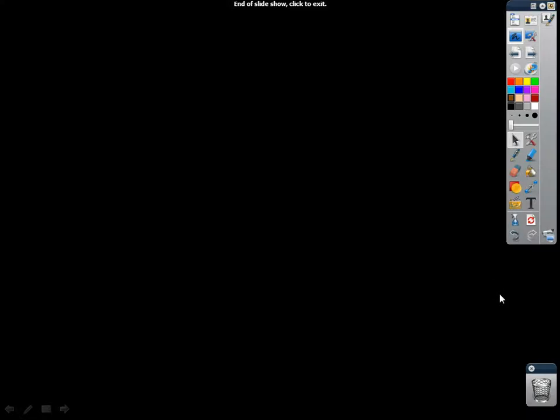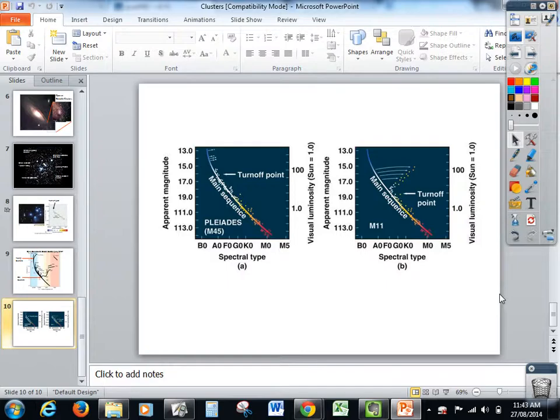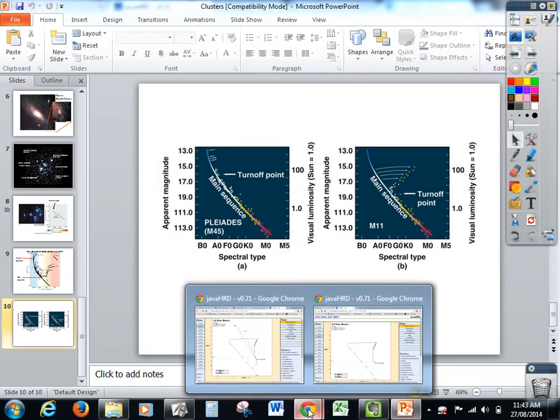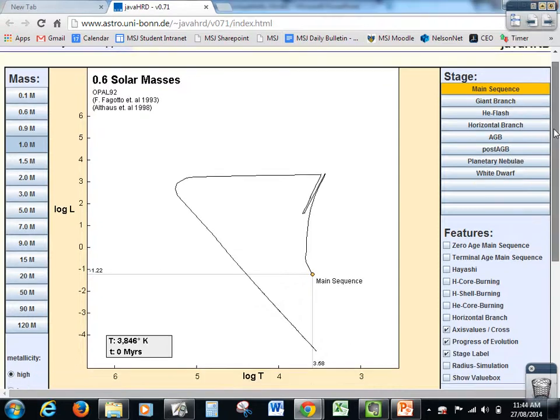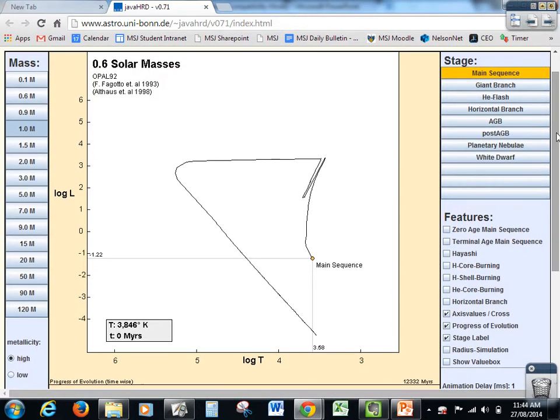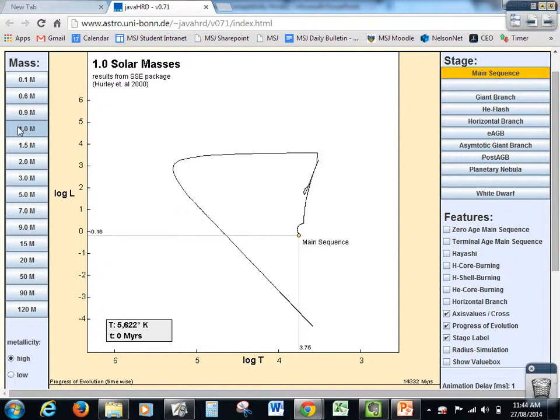Now, this is an app which is able to plot the movement of a star as it leaves the main sequence. So let's have a look at what's going to happen. These are called evolutionary tracks. So firstly, let's select the size of our star. The size of our star is 1. So we're going to look at the sun. Let's see what the sun will do. How will the sun die?